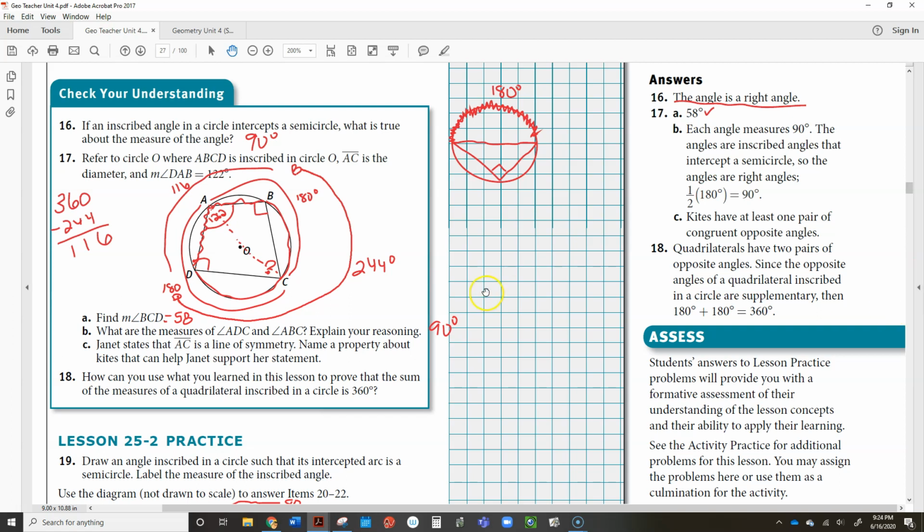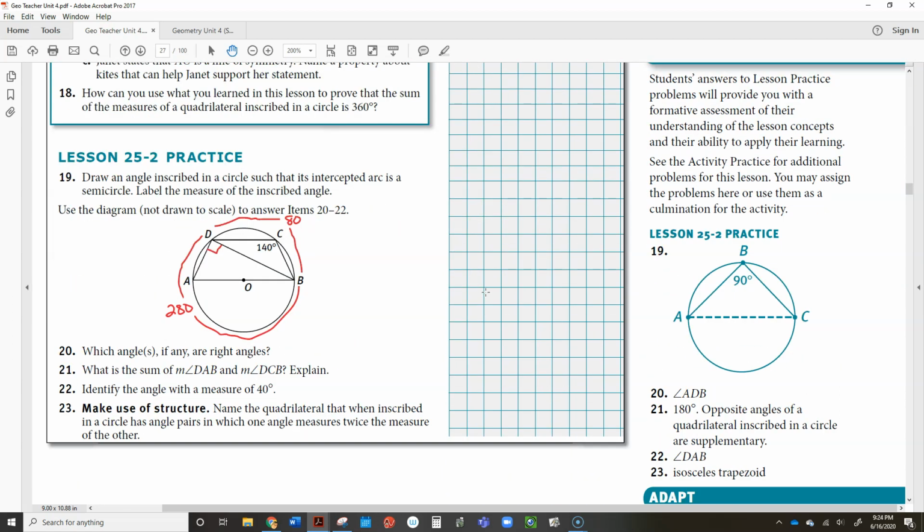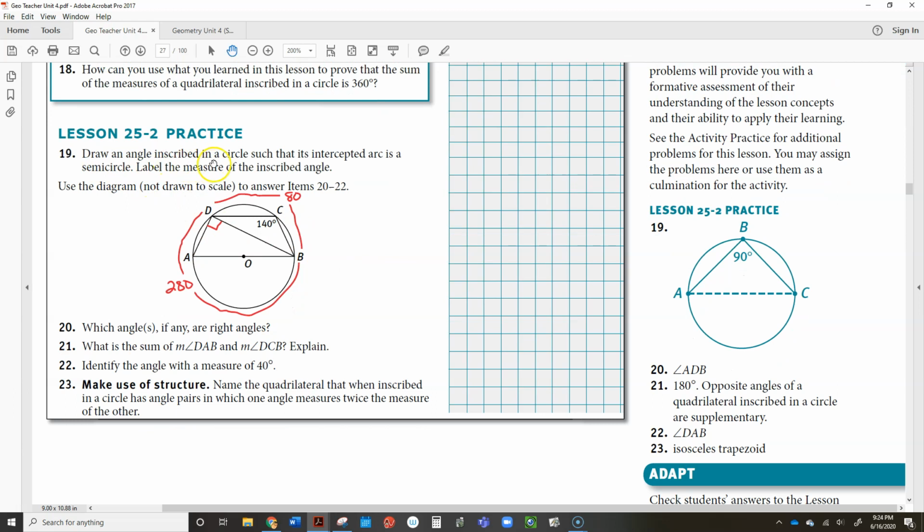Okay, so now let's go down to lesson 25-2. Draw an angle inscribed in a circle such that its intercepted arc is a semicircle. Heavens to Betsy. We got another one of those. So there we go. They drew it for you right over here. Label the measure. Yes, it's 90. Why? The intercepted arc is 180. This diagram is not drawn to scale, so what they're saying is, if this angle looks acute, that doesn't mean that it really should be obtuse. So don't pay attention to the size.